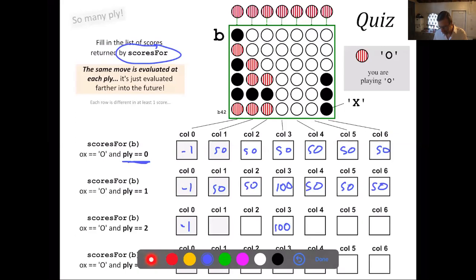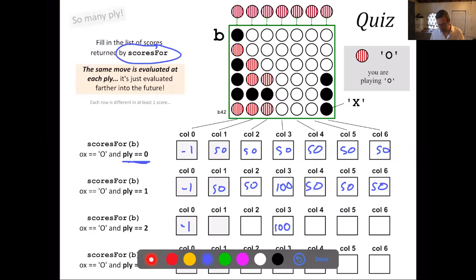What happens if I move in column 1? Now I'm allowed to look 2 moves ahead. What will my opponent do if I move in column 1, given this board? They won't block my win. Michelle said block my win. Anybody else see it? They're going to win. They're going to win by moving in column 6. Good.